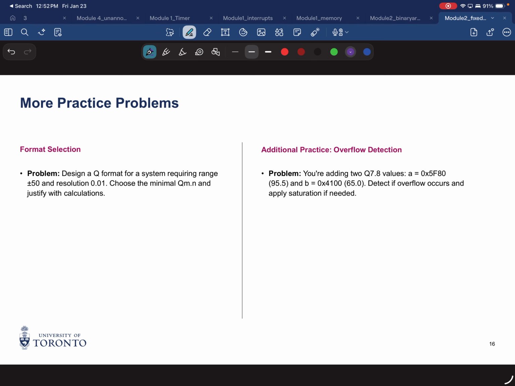Okay, so let's solve the next one, because this is kind of like an engineering question rather than calculation. It says design a Q format for a system requiring a range of plus minus 50, so that's 100, and a resolution of 0.01. That can be a voltage you're reading, right? So you want to know how you should be reading these voltages so that you have enough resolution and you can cover all of the range that you have. Okay, so what should I do next? Any ideas?